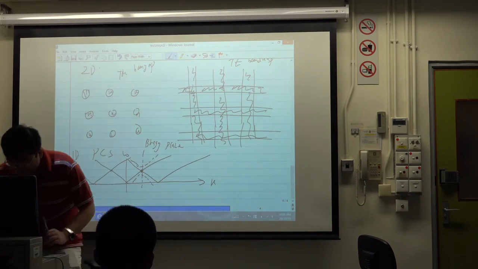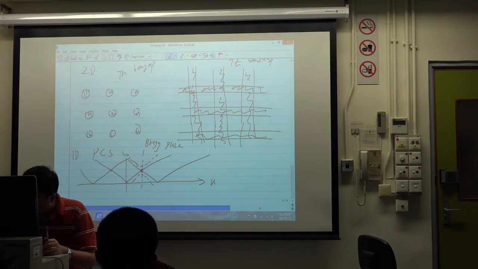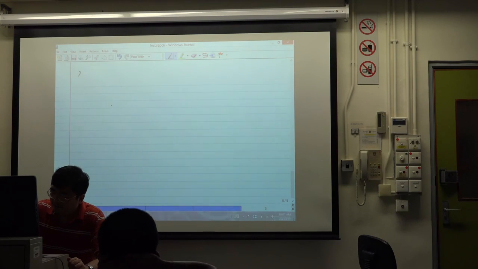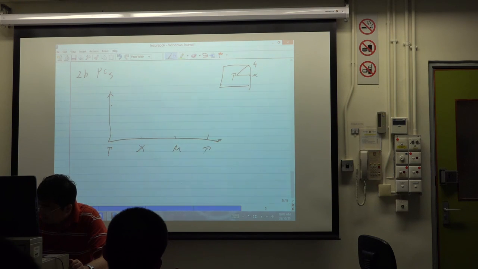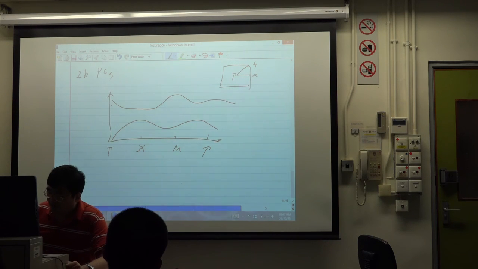But the difficulty is for 2D photonic crystal, what's the difficulty? Why is the band gap difficult? For 2D photonic crystal, I draw this picture, but the Brillouin zone changes, right? The Brillouin zone changes something like this. It's gamma, X, M, gamma. Why do I draw this picture? Something like this.